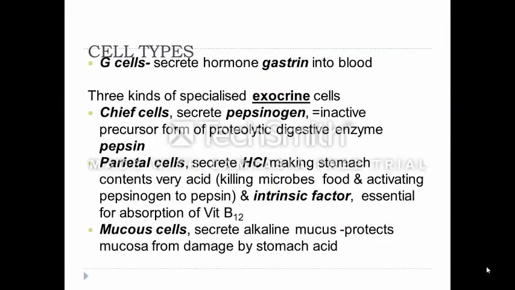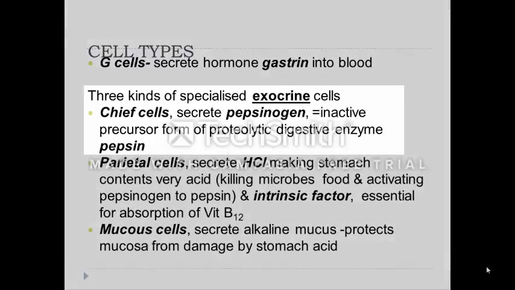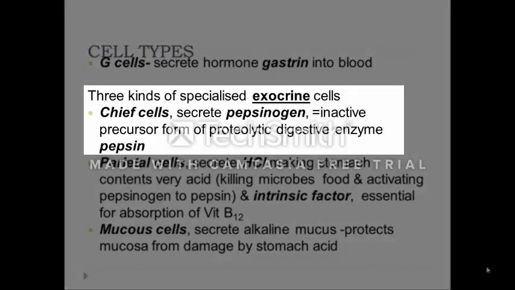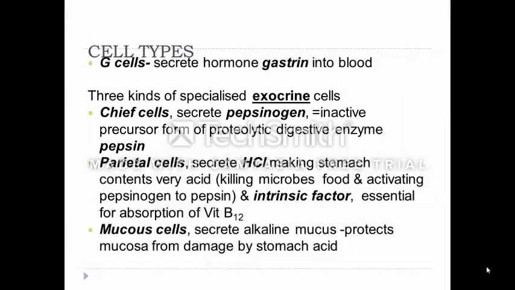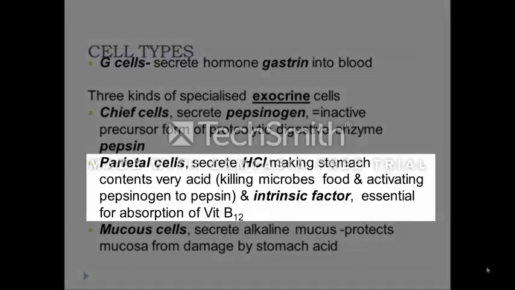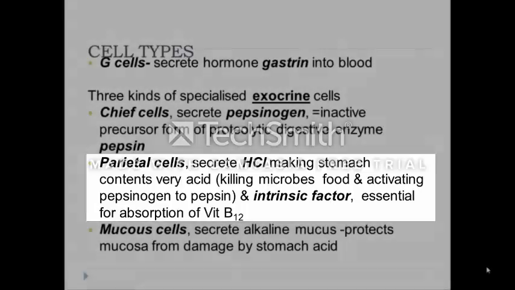So the key cell types include G cells, which secrete the hormone gastrin into the blood, and the specialized exocrine cells, which are chief cells that secrete pepsinogen. This is an inactive precursor of the proteolytic digestive enzyme pepsin. Parietal cells secrete hydrochloric acid, and this makes the stomach very acidic, thus killing microbes in food and activating pepsinogen to pepsin. Parietal cells also secrete intrinsic factor, which is a molecule essential for the absorption of vitamin B12.